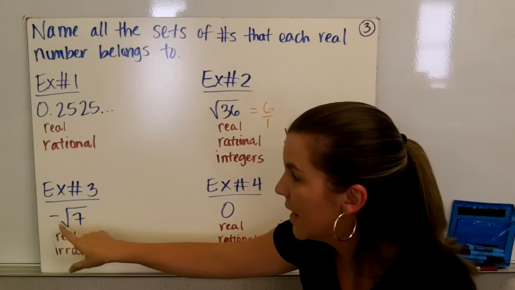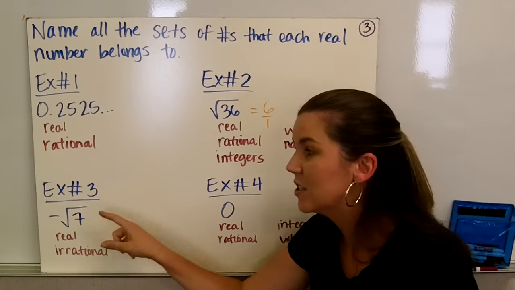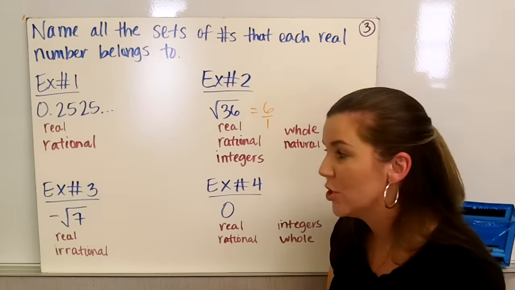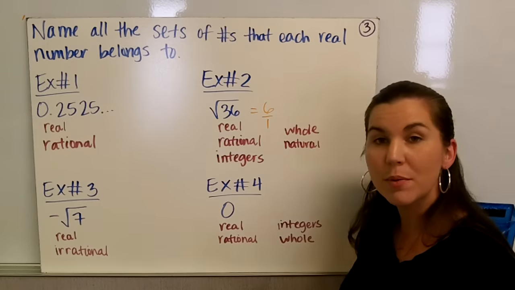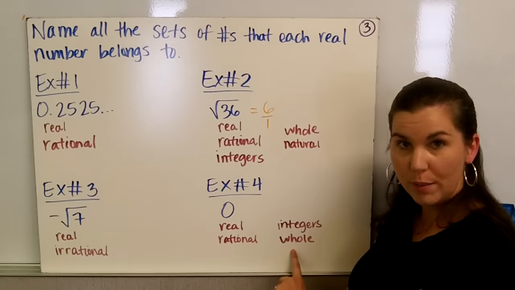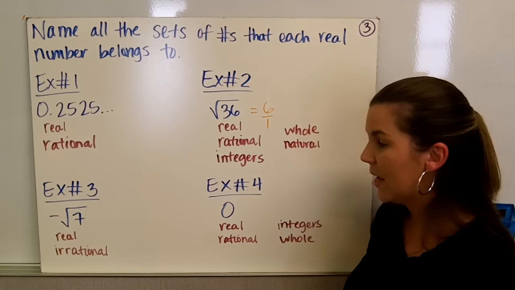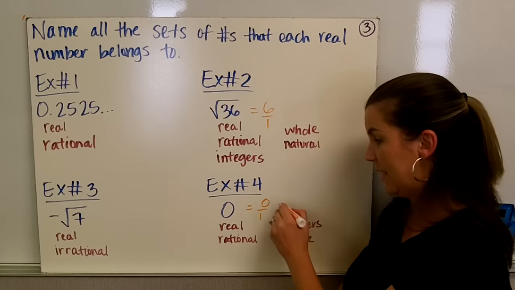Example number 3, the negative square root of 7. 7 is not a perfect square, so when I take the square root of it, I get something irrational. It will be a non-repeating and non-terminating decimal. Example number 4, 0. Remember that 0 is a whole number, but it is not a natural number. It's also part of the integers, and it's also rational. I could write 0 divided by 1, and I still get 0.